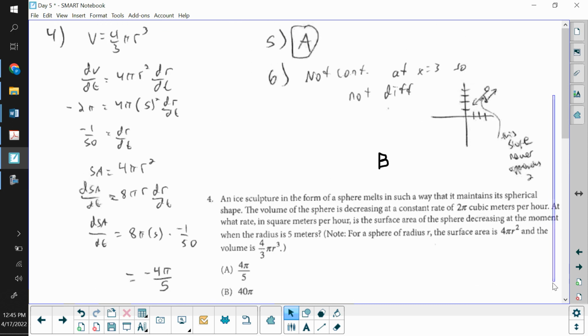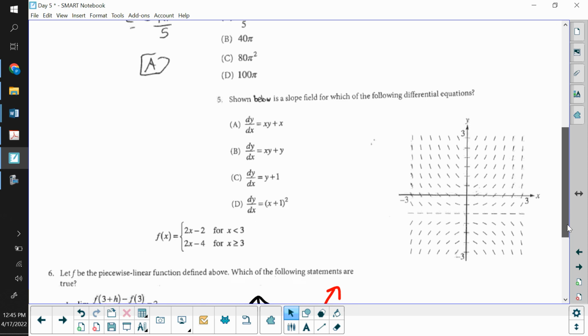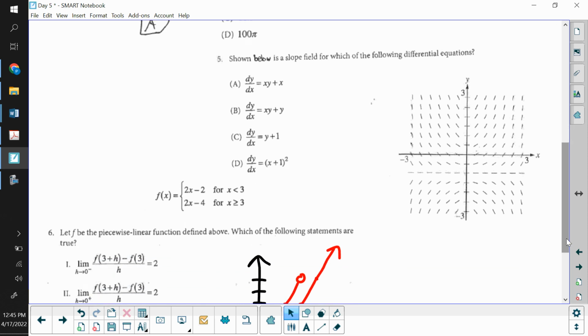In 5, we had a slope field. Some things that stand out in their slope field: at y equals negative 1, we should get back 0. So in A, when you put in negative 1 for y, you get negative x plus x, that's 0, so that's in the running. In B, when you put negative 1 in for y, you're going to get negative x minus 1. Well, that's not 0, so that's ruled out. In C, when you put negative 1 in for y, you get 0, so that's in the running. And in D, there's nowhere to put in negative 1 for y, so you're not getting back 0, so that's out of the running.